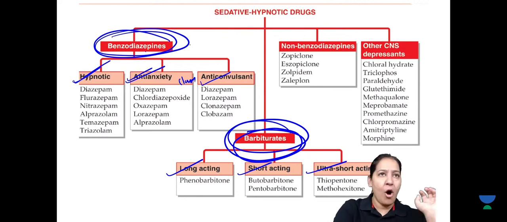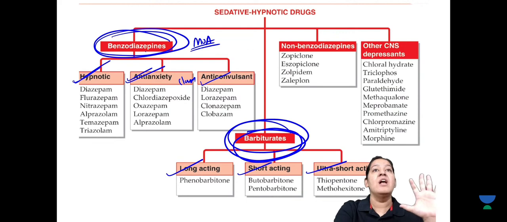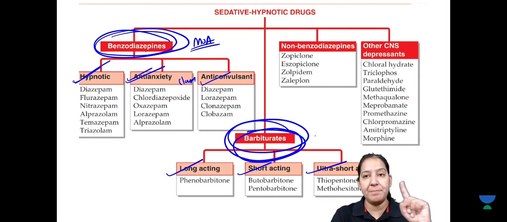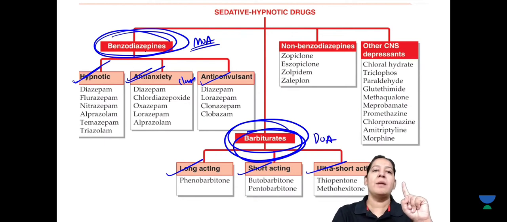So depending on their various uses, these are of three types. The classification of barbiturates is depending on their duration of action. Some of them are long acting, some of them are short, some of them are ultra short.